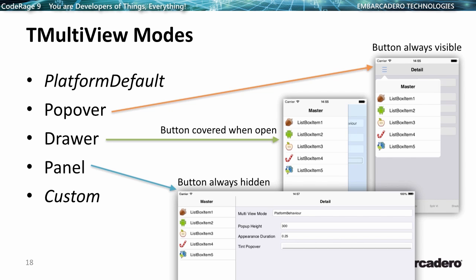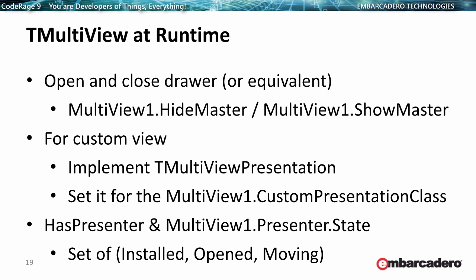You also have a custom option. Now at the custom option, what you do is you implement TMultiView presentation class. So you descend from the TMultiView presentation class and implement it. There is a default one that you can see in the sample application that's available that just is an alert that pops up in the middle, but you can implement it to have it behave however you want to. You can have it push the master control to the right. You can have it do whatever you want to do. There's all sorts of possibilities there in how you have that behave.